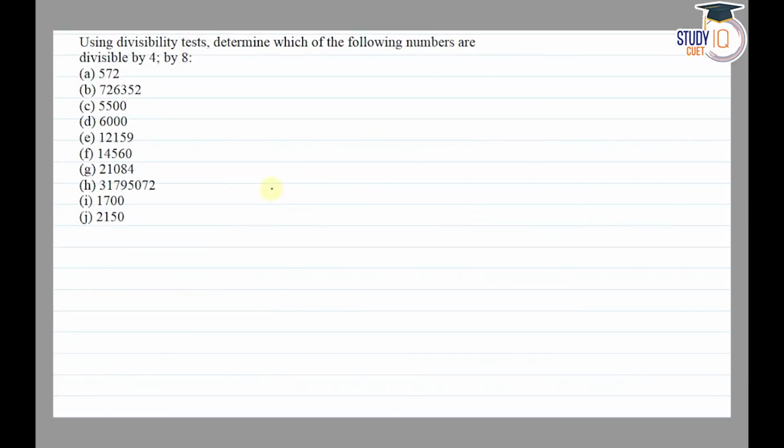Hello everyone, this question appears in class 6 NCERT chapter of playing with numbers. This is second question of its exercise 3.3. So the question says that using divisibility test determine which of the following numbers are divisible by 4 and 8.